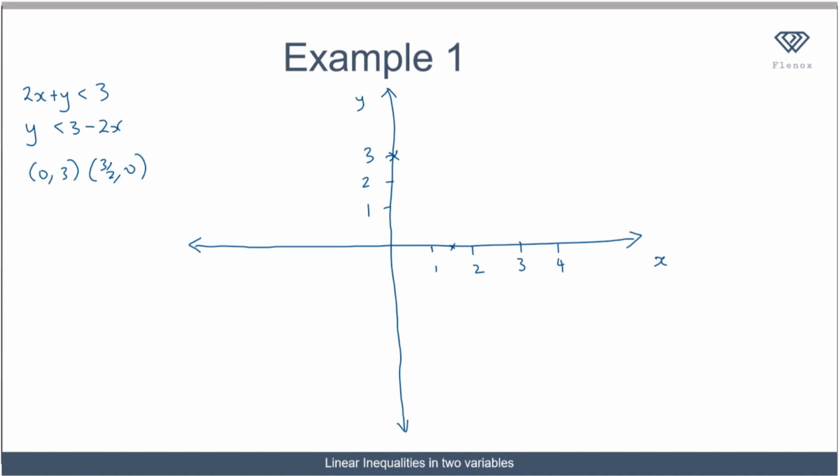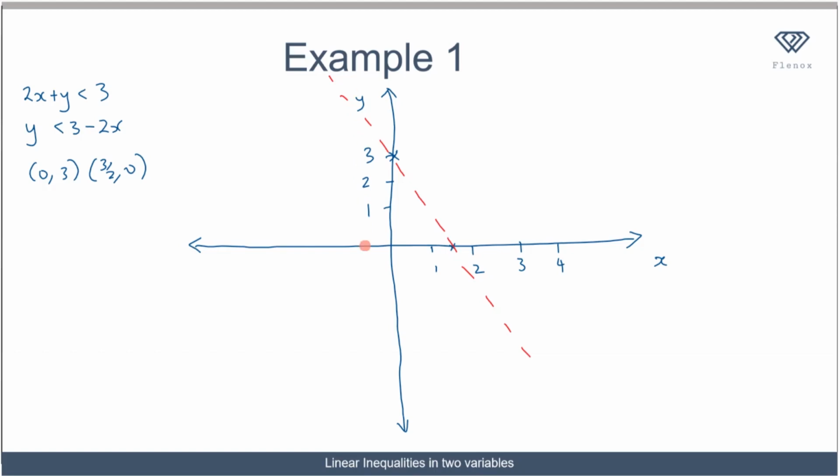Now what do I use to join those 2 points together? Let me change the marker color to red. Since I have just a strict inequality sign, I'm going to make use of dotted lines, as I've explained before. So I join those two points together like this, and from when I made y the subject of formula, I had that y is less than this.